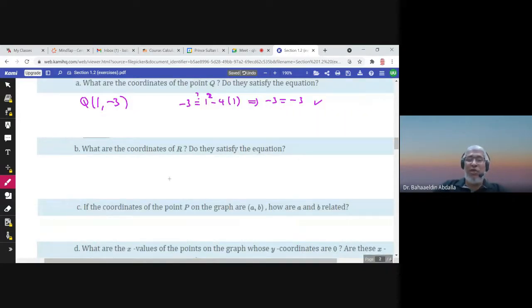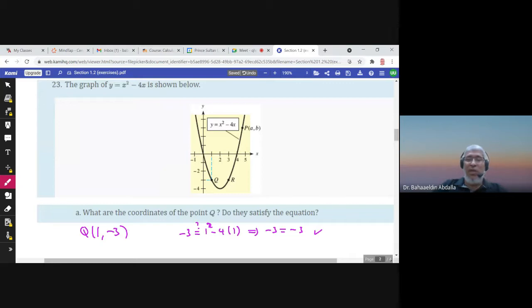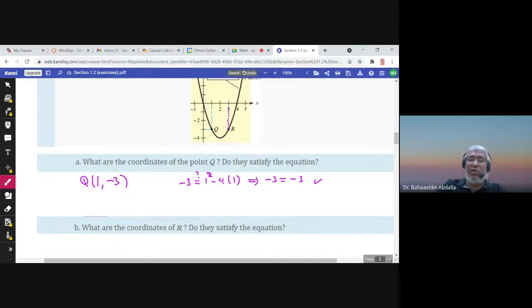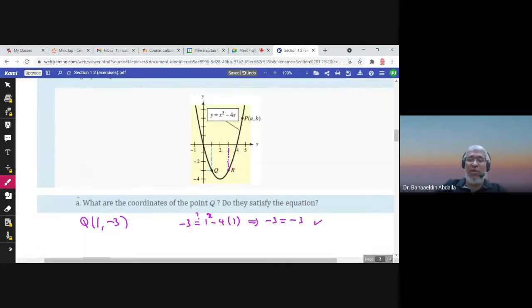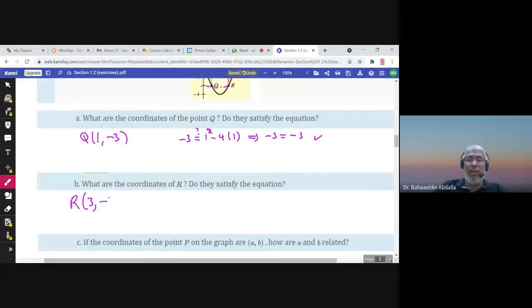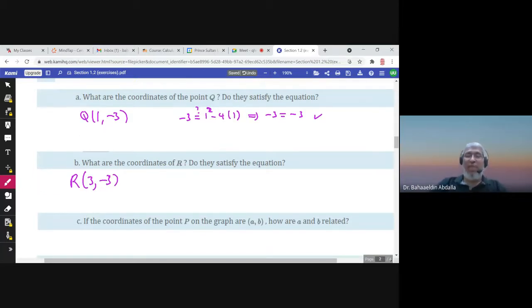What are the coordinates of R? Let us see. Where is R? This is R. Okay, this is the point R. To find the x coordinate, I go to the x-axis. So the x coordinate of R is 3. And the y coordinate is also the same as Q, which is negative 3. So this is the point R. Do they satisfy the equation?